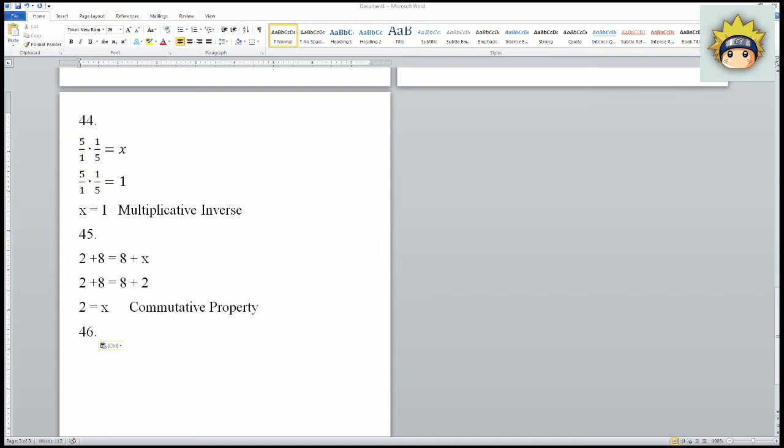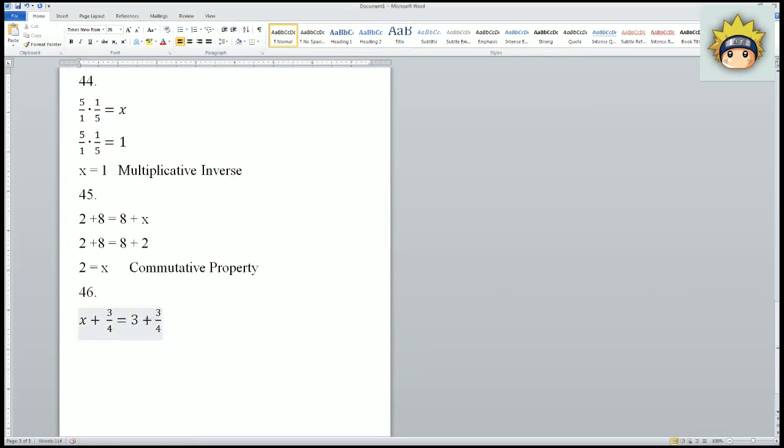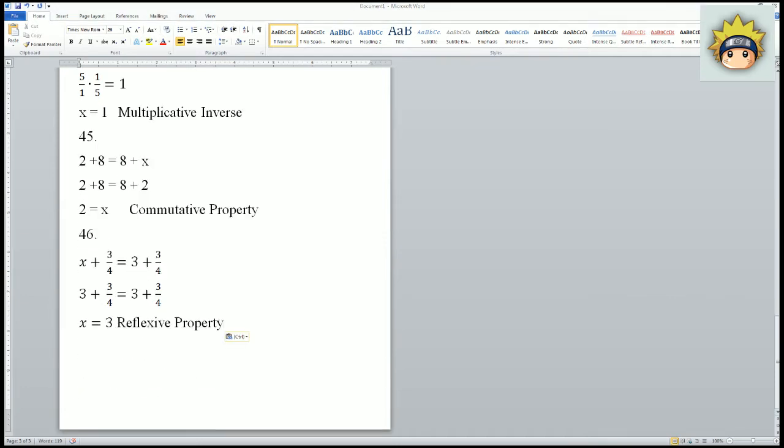46. x plus 3/4 equals 3 plus 3/4. Let's just take this out because it's on both the left and right-hand side. So we see that x equals 3. You see how it's the same thing on the left-hand side and the same thing on the right-hand side, and they're not flipped like the commutative property. When they look exactly the same and in the same order, we call that the reflexive property.